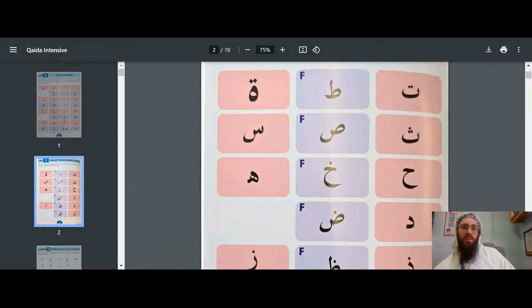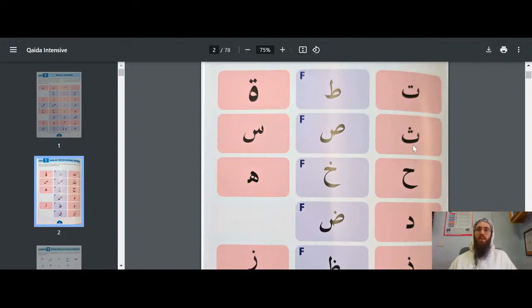Now this circle with 2 dots on top is a letter which has 2 different sounds. It's either going to sound like a ha if you're stopping, or it's going to sound like a ta if you're continuing. So it depends whether you're going to stop or continue, right? So if you're stopping, you just say sola, because the last letter is this letter here. But if you're continuing, you'll say Salatul Jumu'ah, for example, Salatu, if you're continuing, right?